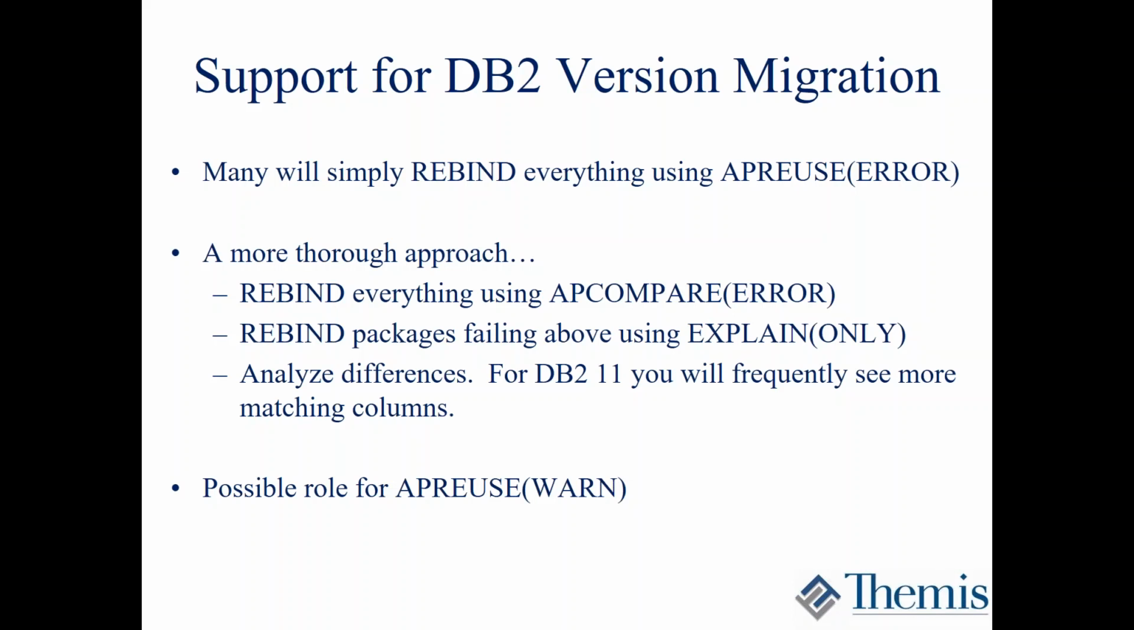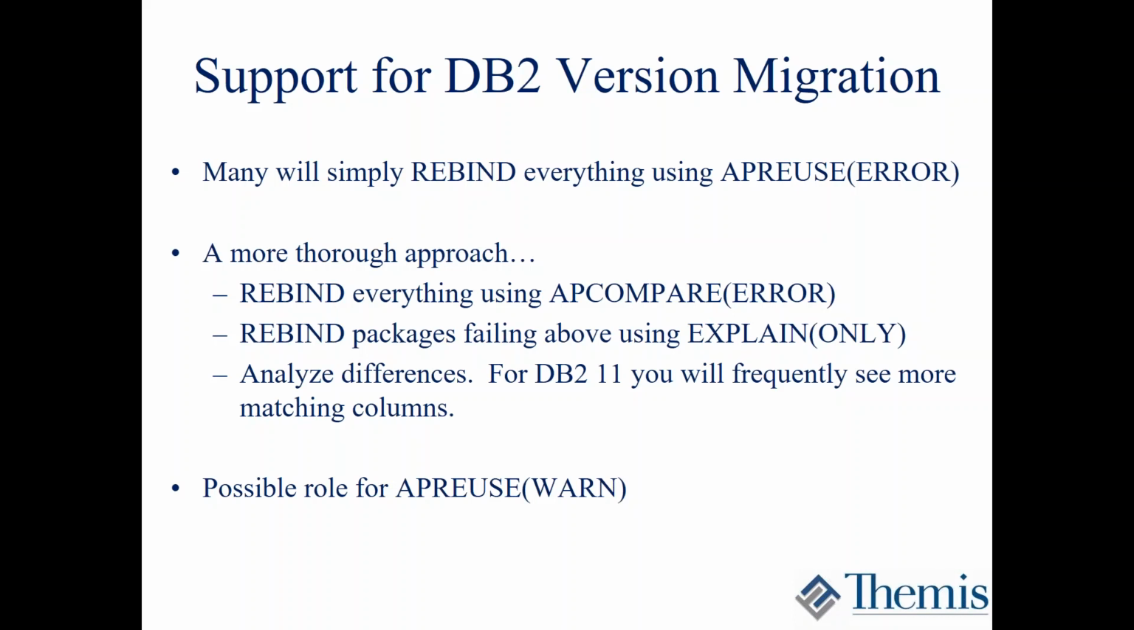But now I have a list of packages where the access path wants to change, and I can go do some analysis, right? I can take the failing packages and do a rebind with explain only. It says, well, what would these access paths be? And analyze the differences. Okay, you could also then, if you really wanted a rebind of everything right now, take that list of failures and rebind them with AP reuse error, right? Or AP reuse warn, either one.